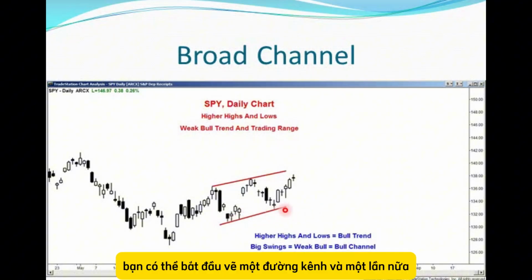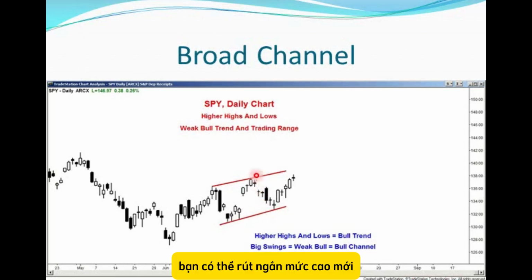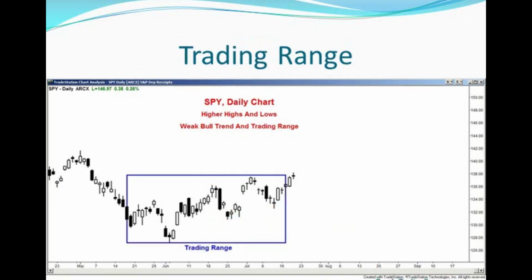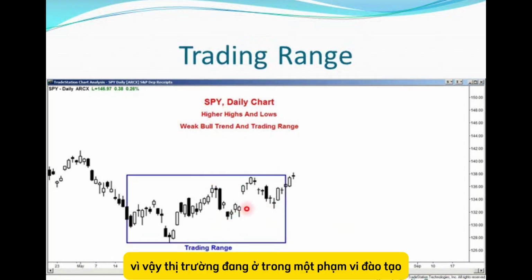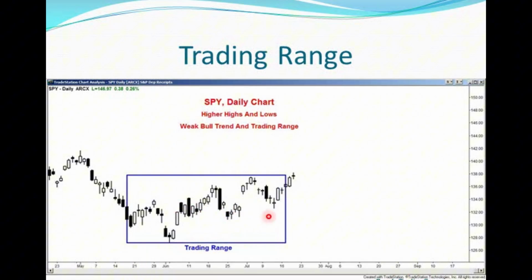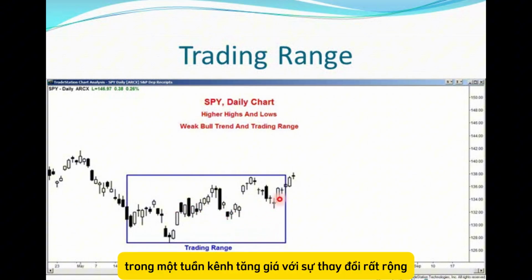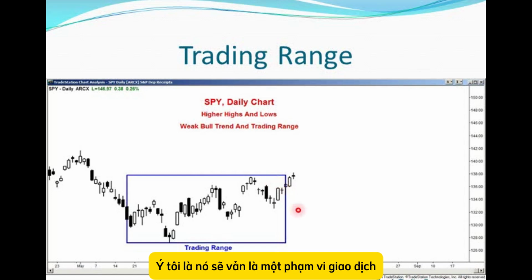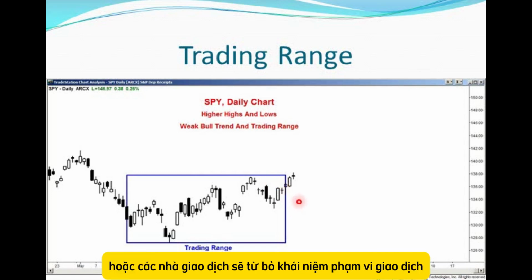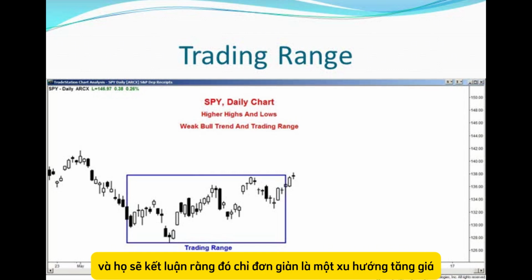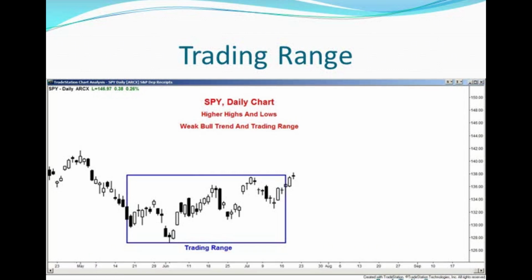You can begin to draw a channel line, and again, you might be able to short the new highs, but since it's a bull trend, I definitely want to buy the higher lows. So the market is in a trading range, but it's also in a weak bull channel with very broad swings. At some point, one side or the other will win. I mean, it'll either remain as a trading range, or traders will give up on the trading range notion and they'll conclude that it's simply a bull trend.